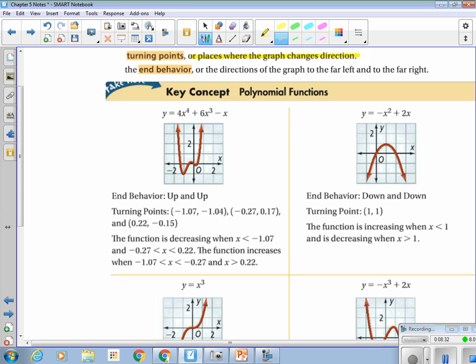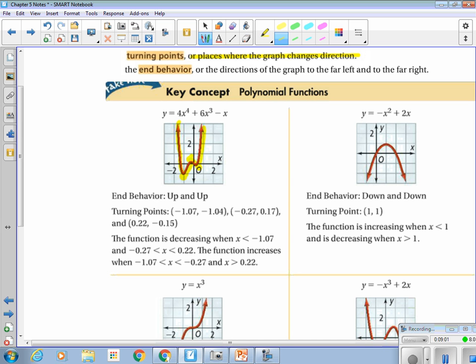You always look at them from left to right. So if I go from left to right for this graph, I am decreasing, decreasing, decreasing, and then I change direction here, and now I'm increasing, increasing, increasing. And then I change direction here, and I'm decreasing. And I change direction here, and I'm increasing, increasing, increasing. So the turning points are kind of like the peaks and the valleys of your graph.